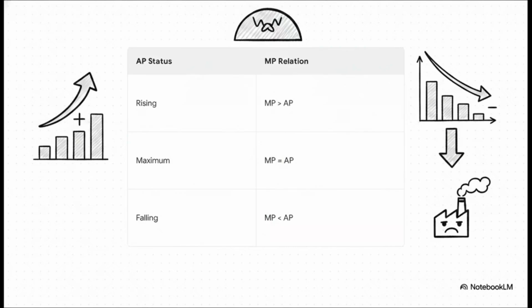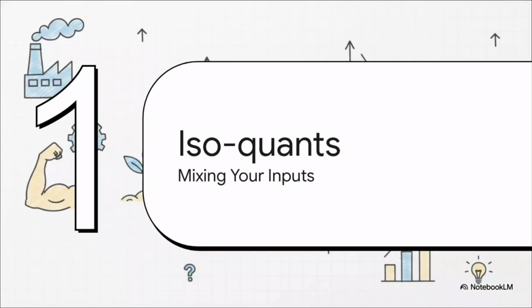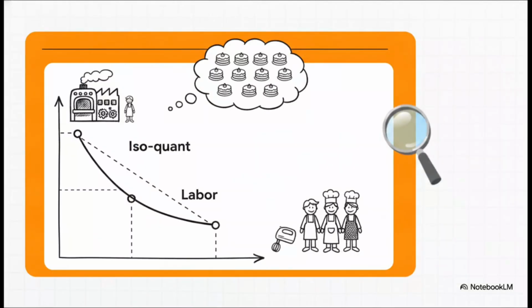It's a very simple rule of 3 that dictates exactly how efficient your factory is at any given moment. Which brings us to step 4, isoquants, mixing your inputs. This is where we start visualizing how managers mix and match inputs. An isoquant is simply a curve on a graph. Iso means equal, and quant means quantity, so it literally translates to equal quantity.